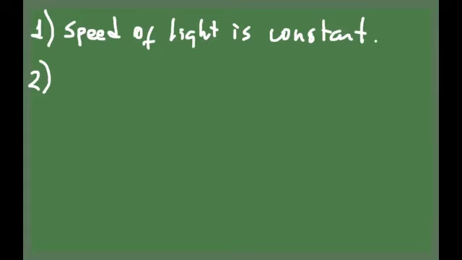Second idea was that we should not discard the idea of inertial frames of reference as being equivalent. He went further and said that it should be required that all physical laws must be the same for all observers.